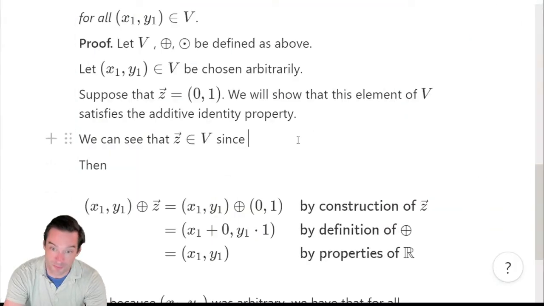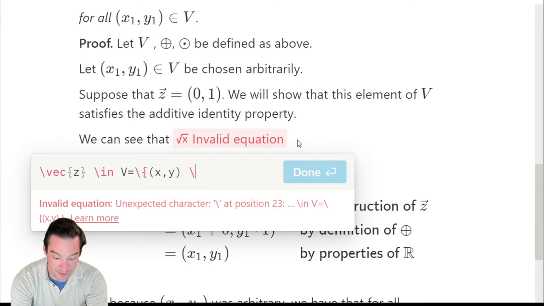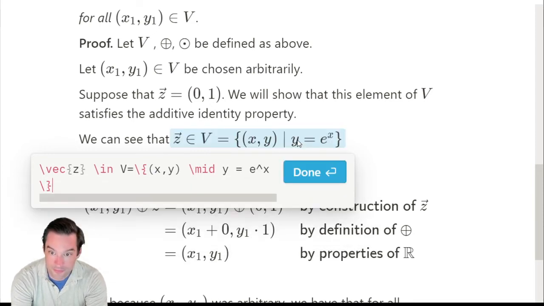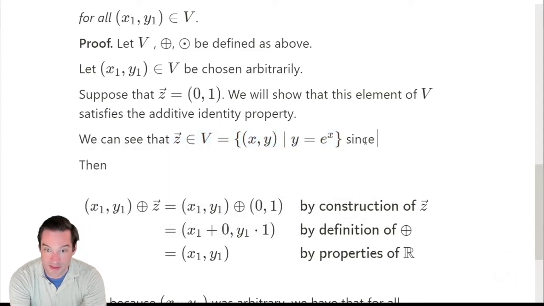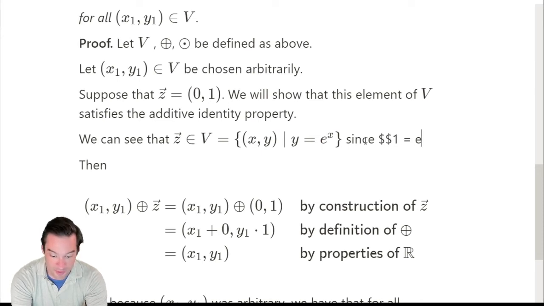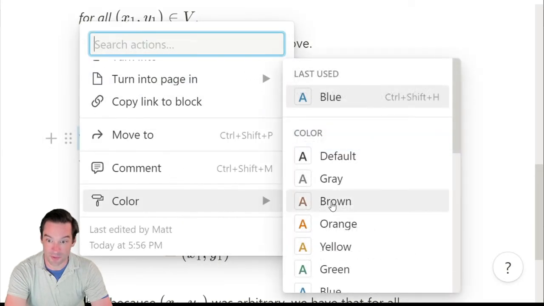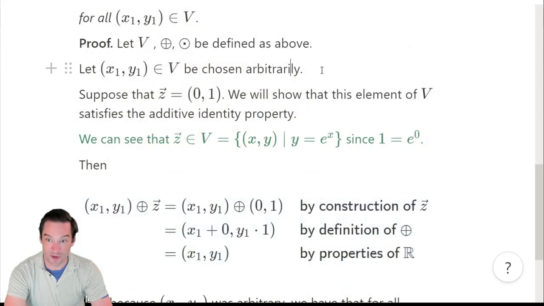It's pretty quick to do, right? Maybe here's a good place to remind the reader of what the definition of v was. It's the set of all x, y such that y is equal to e to the power x. And we can see that z belongs to this set, since 1 is equal to e to the power 0. So this fills in a little missing link in what we had before. So I want to make sure that we get that property in there.